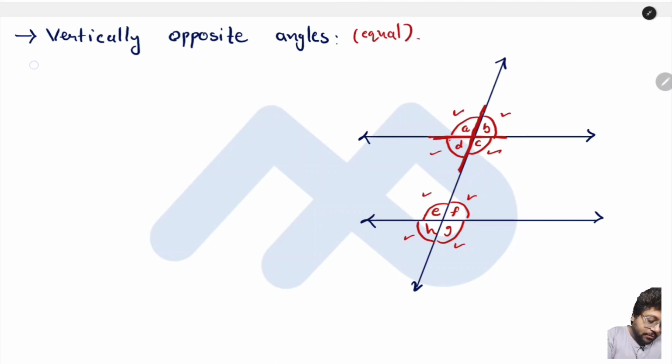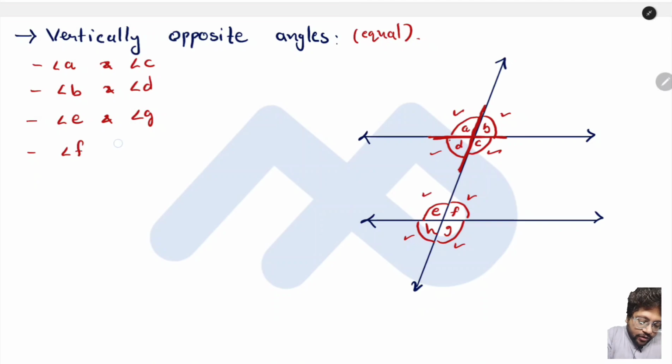Okay, so here I am writing angle A and angle C, they form a vertically opposite angle pair. Angle B and angle D, similarly angle E and angle G, and angle F and angle H. So there are a total of 4 pairs of vertically opposite angles and they are equal to each other. So angle A is equal to angle C, angle B is equal to angle D, E is equal to G, and F is equal to H.